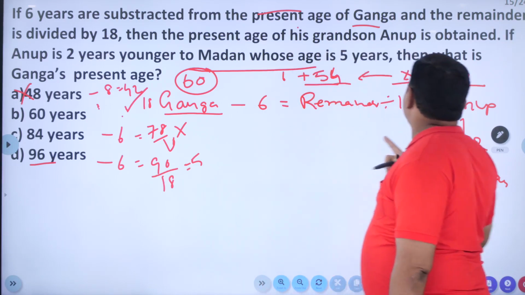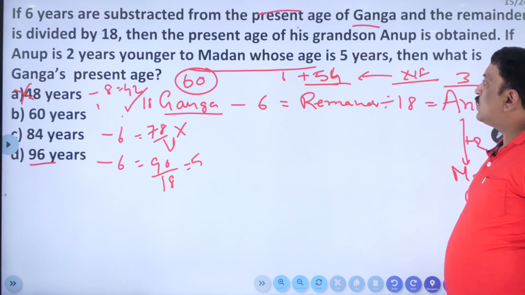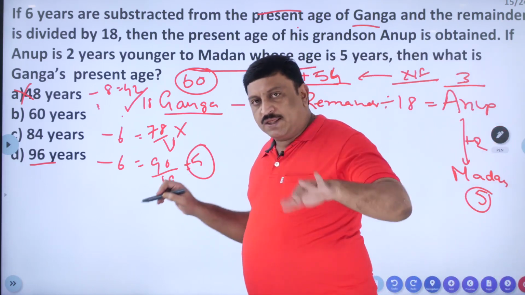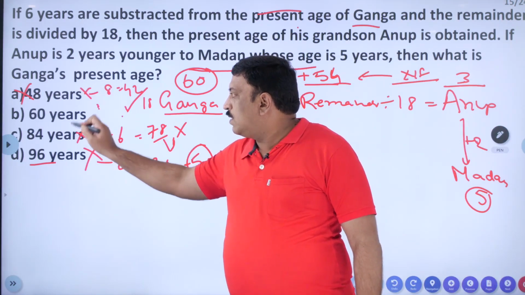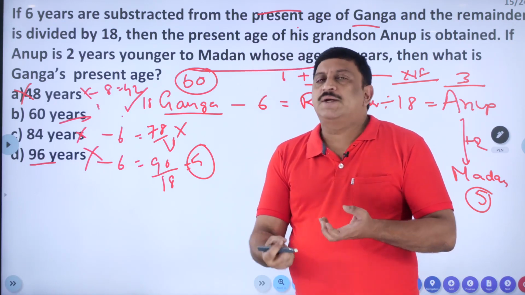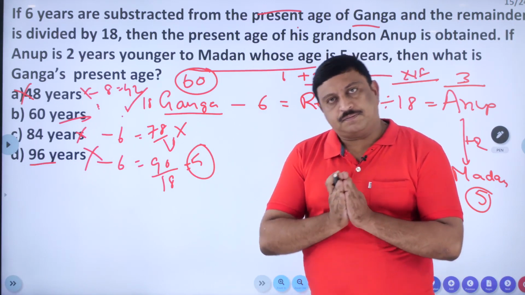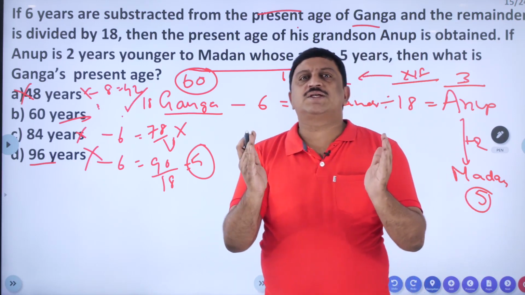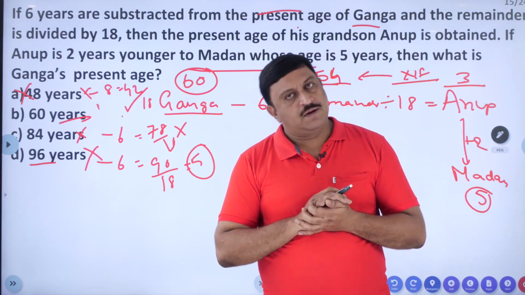But the present age of the grandson is how much? He is 2 years, already 3 now. So, 5 means we should get 3. So this is also wrong. If this is wrong, this is wrong, this is wrong, 60 should be correct. Option based also you can do, but systematically go with 2 methods, option based and also tracking model. That will be nice for you to recheck the answers once again, right?